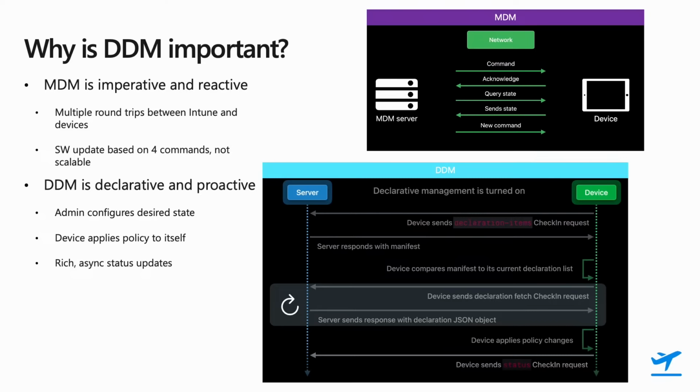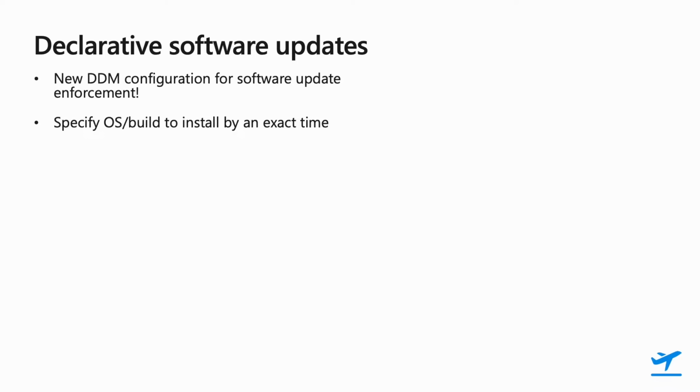With DDM as the future of Apple device management, we are committed to keep building improvements on top of this new protocol. Let's take a look at an example of a feature built on top of DDM, declarative software updates. This feature was recently announced by Apple in WWDC 2023. We have released initial support in Intune with our October release.